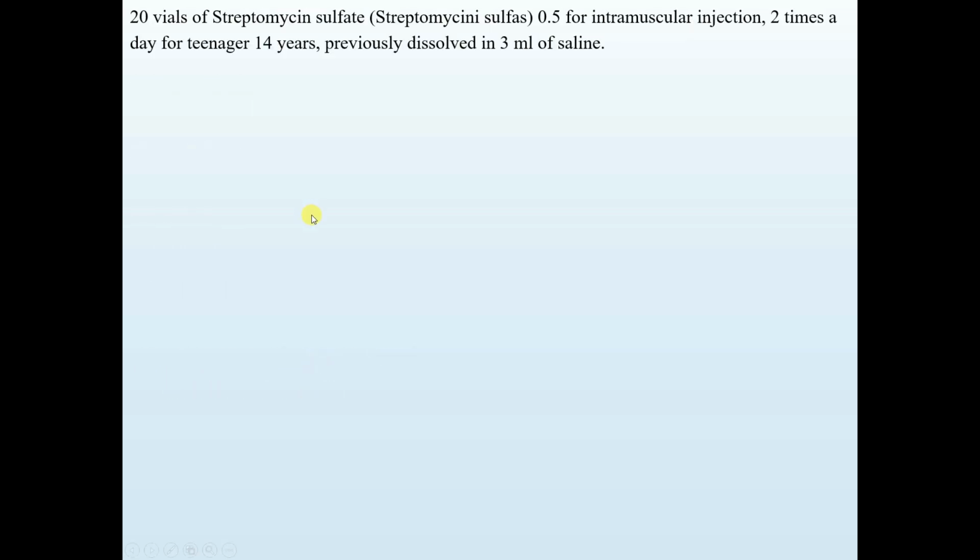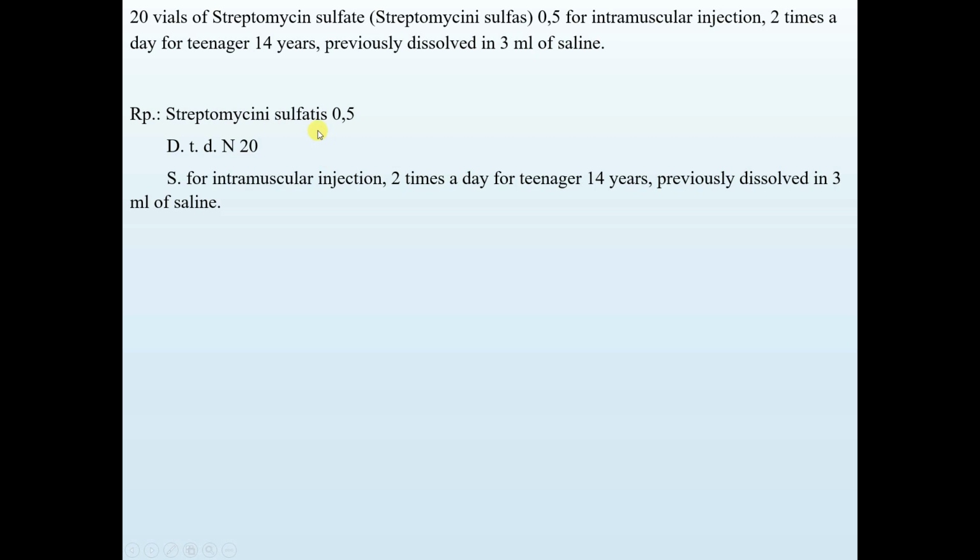Next example. 20 vials of streptomycin sulfate or streptomycin sulfas, 0.5 for intramuscular injection, 2 times a day for teenager 14 years, previously dissolved in 3 milliliters of saline. It is prescribed as regular powder, but you must write in signa that it is for intramuscular injection, as it is in this case, or any kind of injection, you are writing it in signa part.